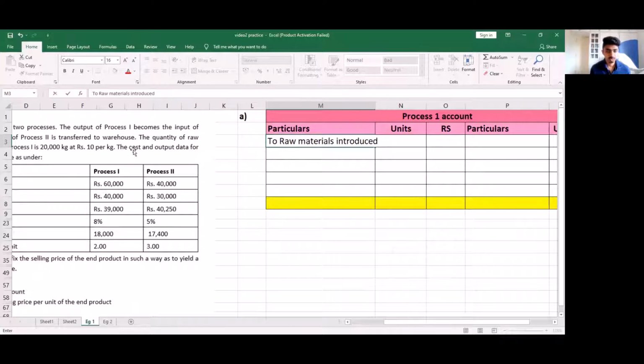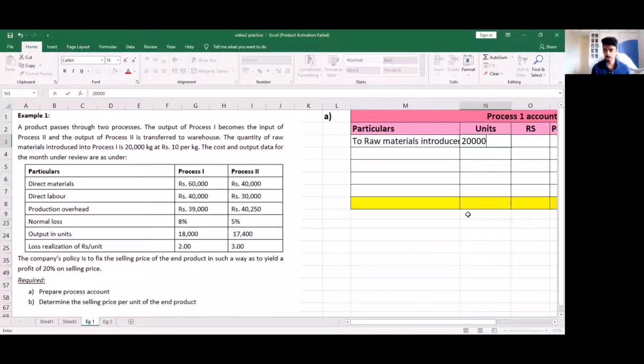Units is this 20,000 kgs. So my units is going to be 20,000, and rupees is going to be 20,000 into 10, because the price is given as 10 per kg. So 20,000 kgs will cost us 20,000 into 10. I'm going to multiply 20,000 into 10, which gives us 2 lakhs.